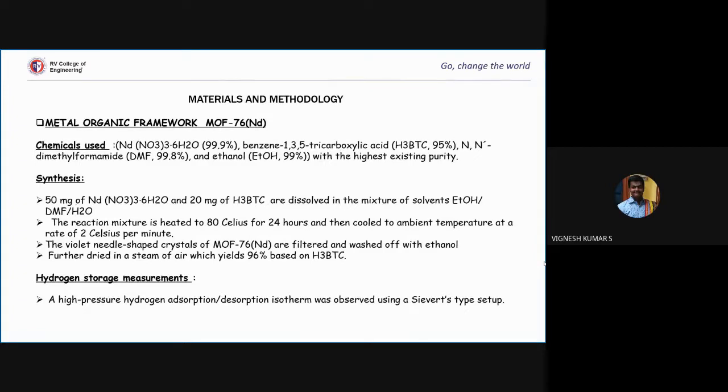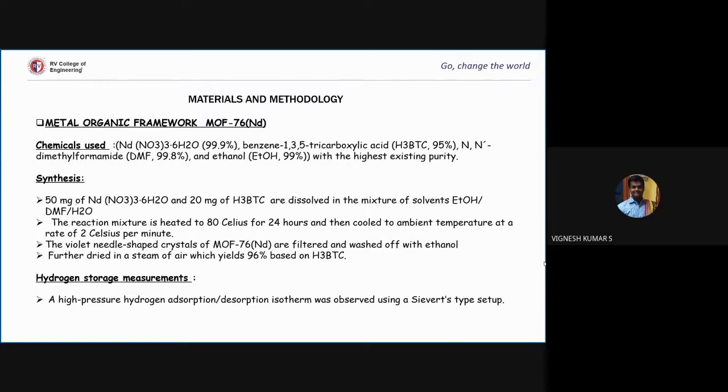Now let's discuss materials and methodology. The first subtopic is the metal organic framework MOF-76 neodymium. The chemicals used in the preparation of this MOF are neodymium nitrate, benzene 1,3 dicarboxylic acid, N,N-dimethylformamide, and ethanol, which are selected with the highest existing purity.